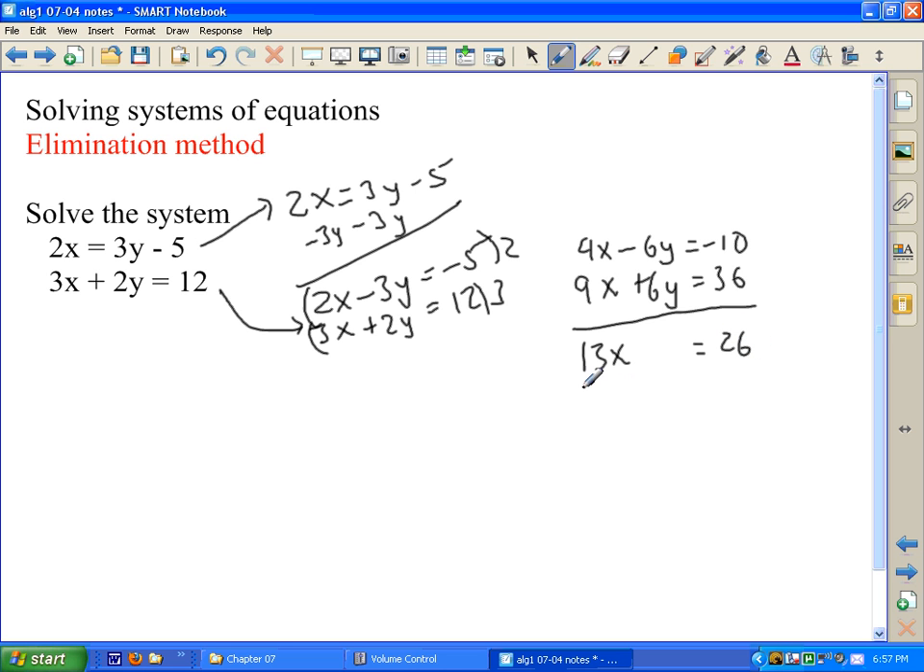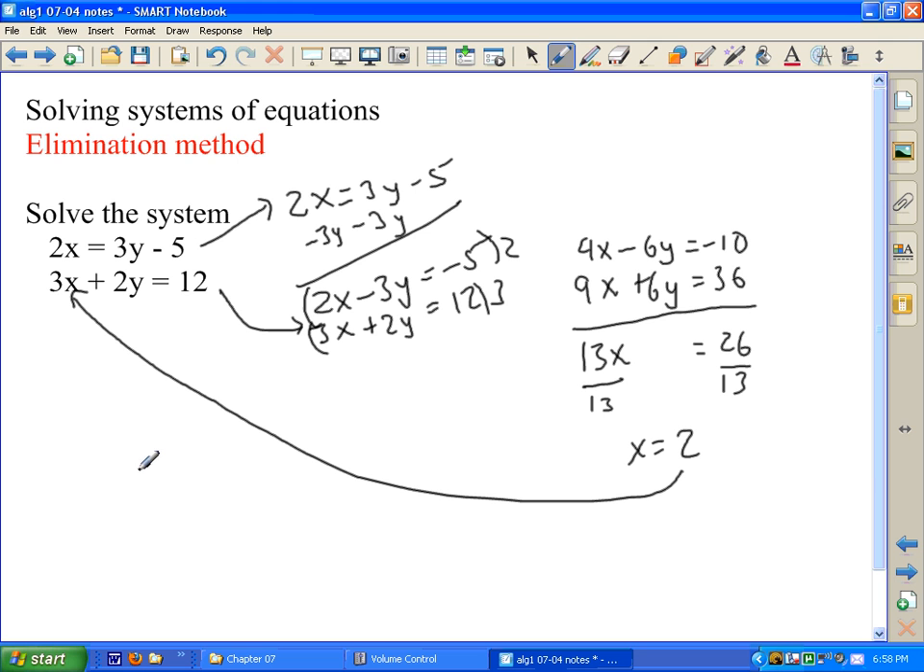I can now solve this equation for x by dividing both sides by 13. And I get x equals positive 2. I want to take that 2 and find out what y is. I could plug it pretty much anywhere in. Our book suggests you plug it back into one of the original equations. So I'm just going to plug it back in for the x in that equation there.